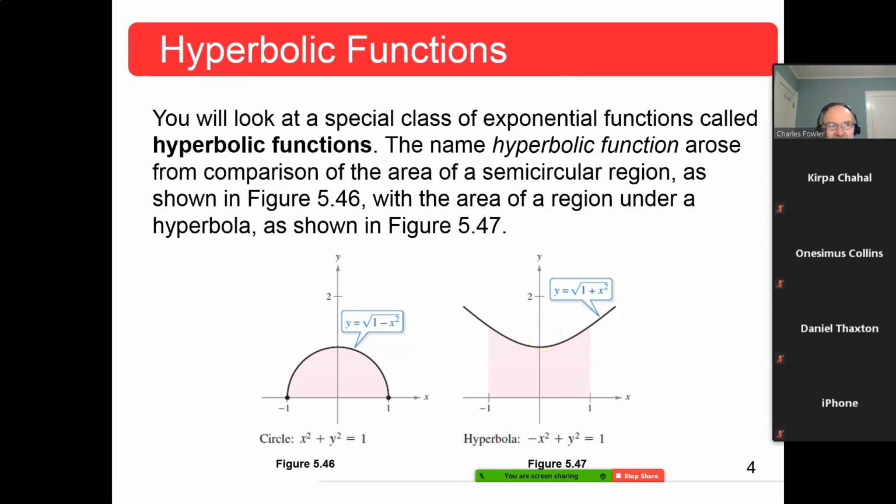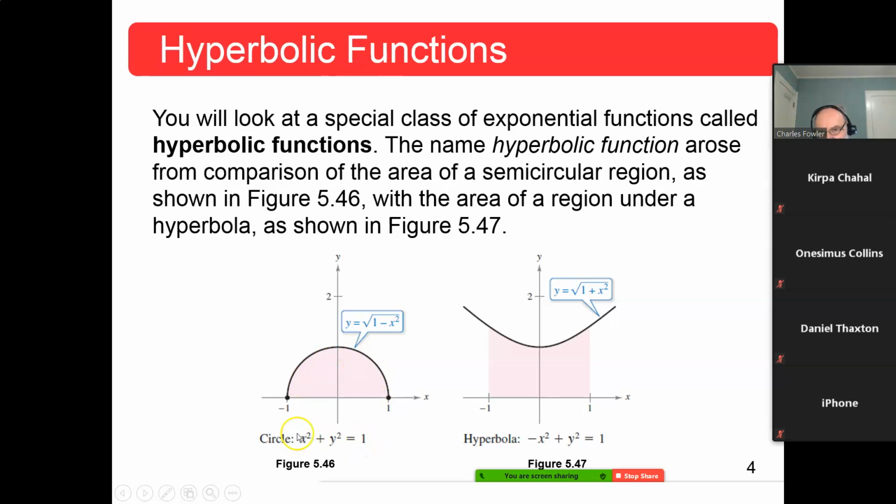Of all the years I've ever studied and taught these things, I think that's the first time this book has given at least a little indication of where the name came from. So the area under a semicircle here, that you can get by integrating y equal to the square root of 1 minus x squared, with a radius from 0 to 1, a circle of radius 1, okay?